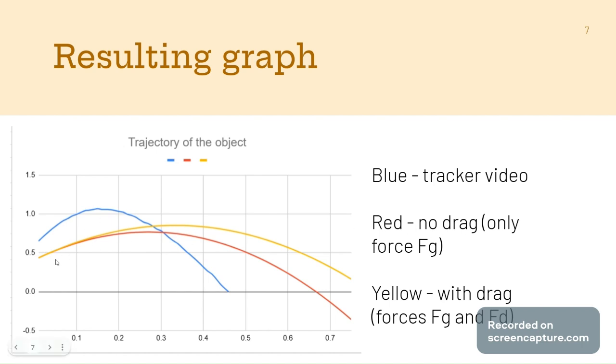And then the red line is the no drag. The only force is FG. So it reaches the ground a little bit quicker. Whereas the yellow, where you do have drag, it reaches a little bit slower because as the mass is going down, the drag is pushing against it, making it reach the ground slower.